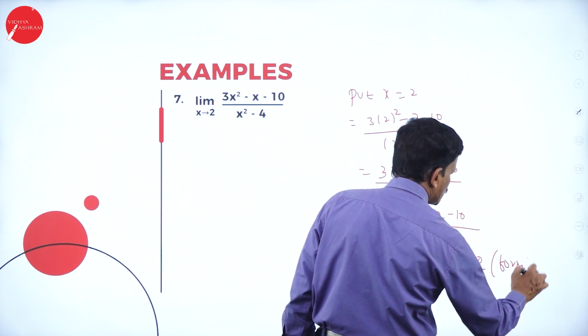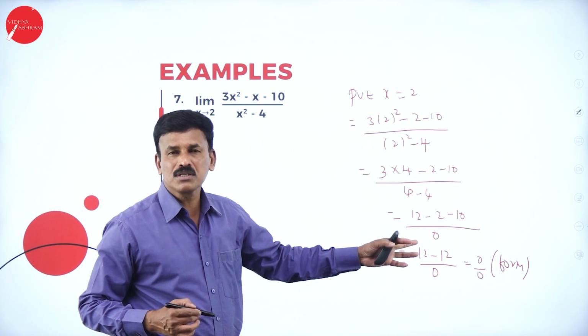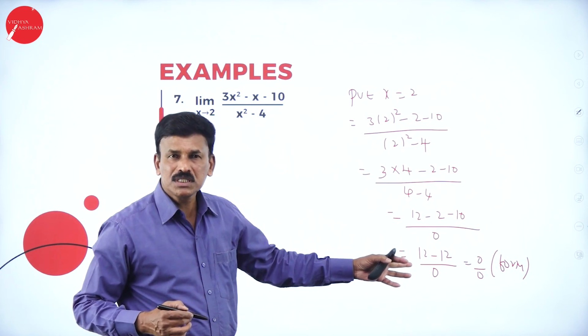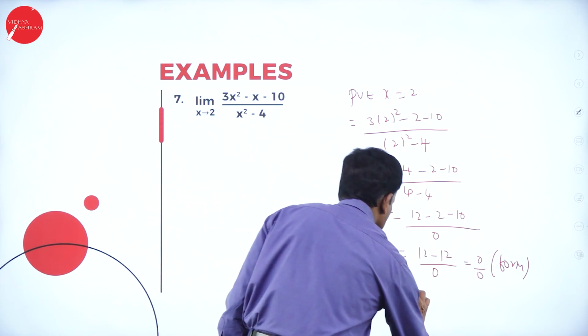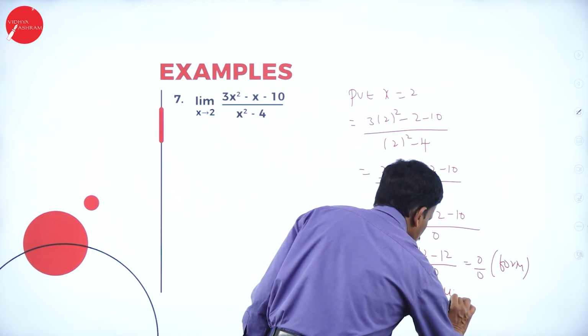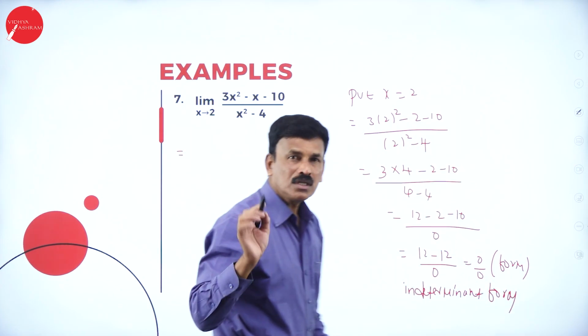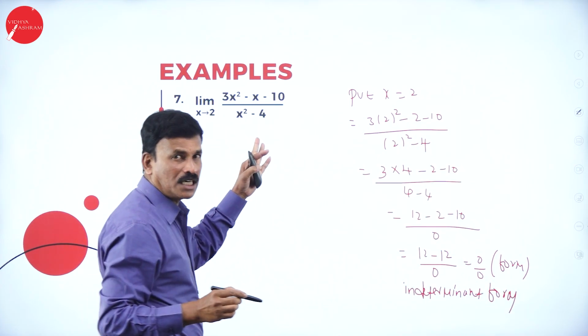Now by putting x is equal to 2, 0 by 0 form is obtained, which is an indeterminate form. This is an indeterminate form. Now let us factorize the numerator and denominator.